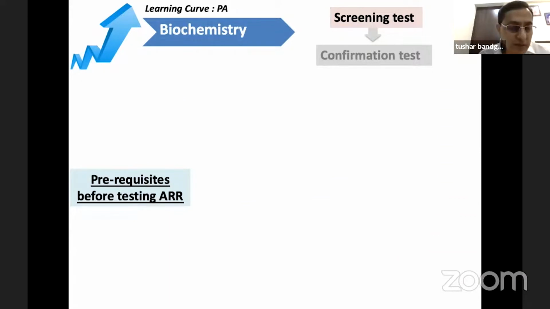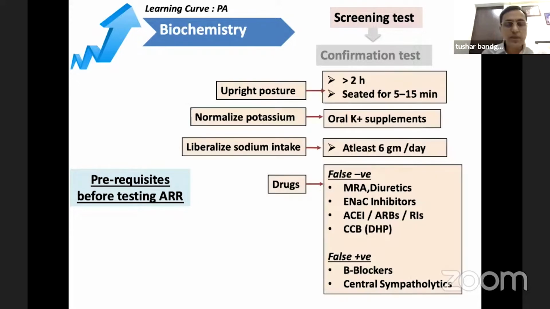As I was saying, there are always prerequisites in our mind before testing for ARR. We need to do the test early in the morning. The patient has to be up and about for around 2 hours after getting up, and then you need to make the patient sit for 10 minutes and collect the blood for aldosterone as well as DRC. Ideally, try to normalize the potassium and liberalize the sodium intake. It may not be possible in a routine scenario. Our diet itself contains a lot of sodium nowadays, and we are all having salt quite liberally.